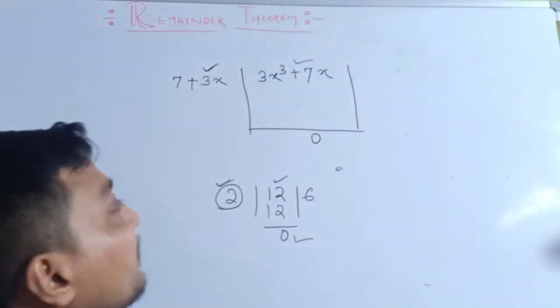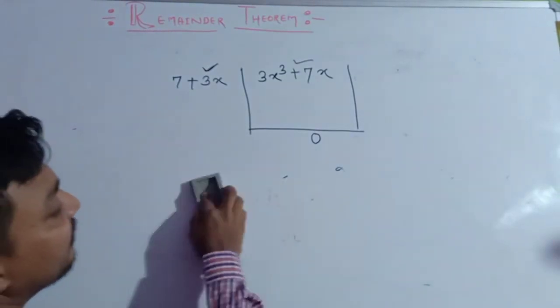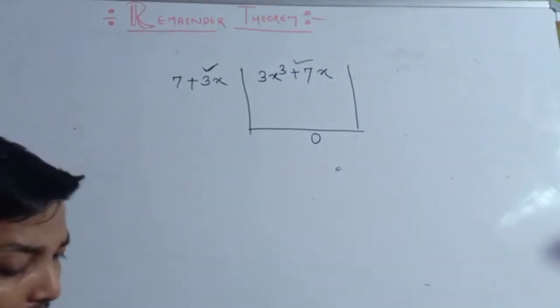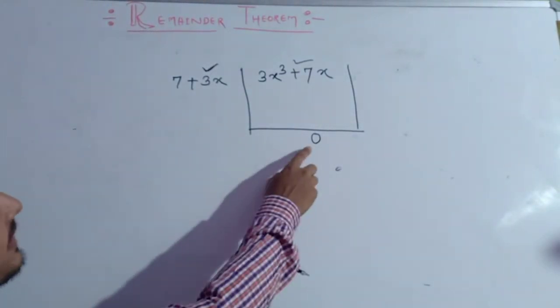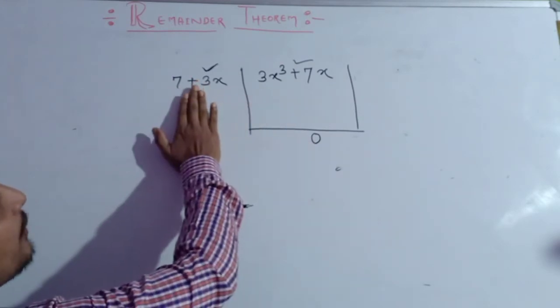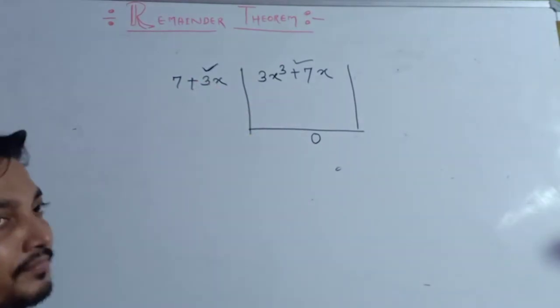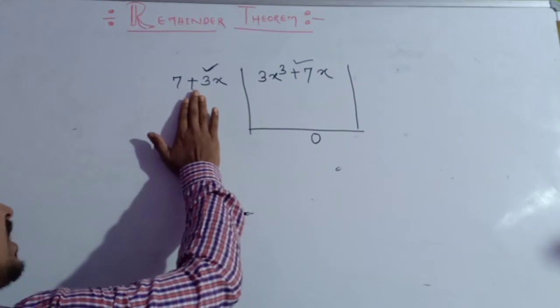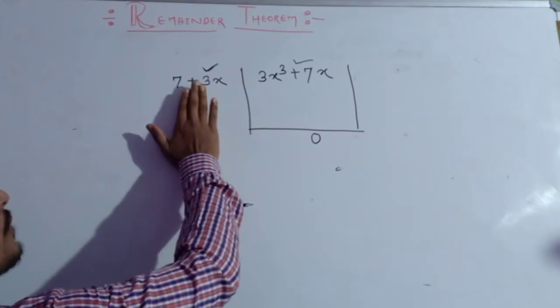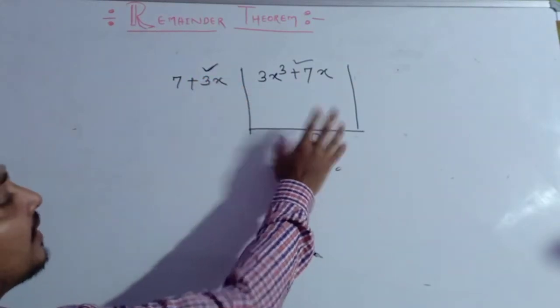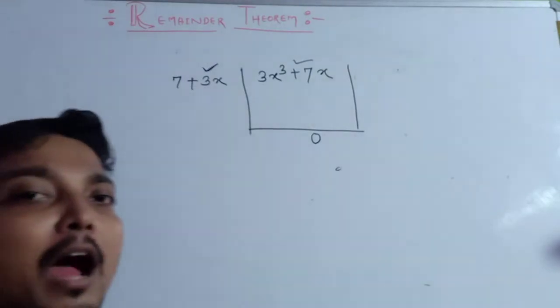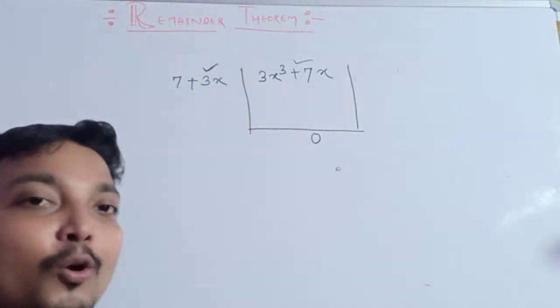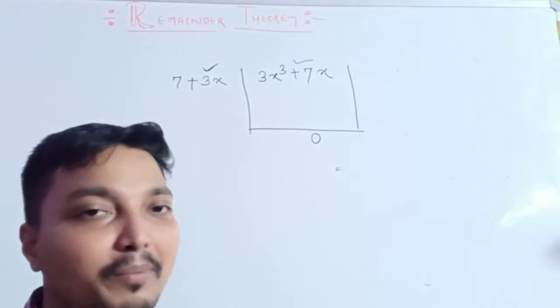So by using the remainder theorem, we want to check only the remainder. If the remainder is equal to 0, then we can directly call it a factor. So to be a factor, it depends on the value of the remainder. But we have already known how to find the value of the remainder.